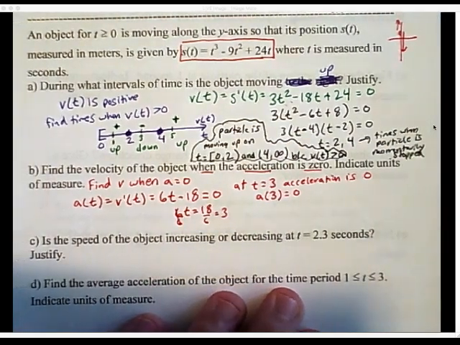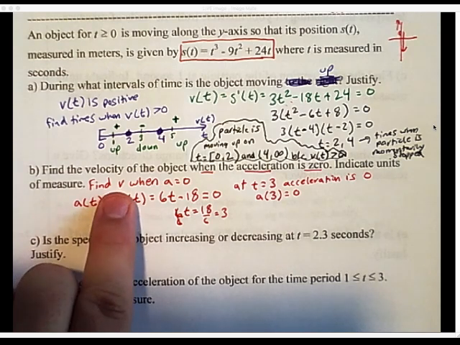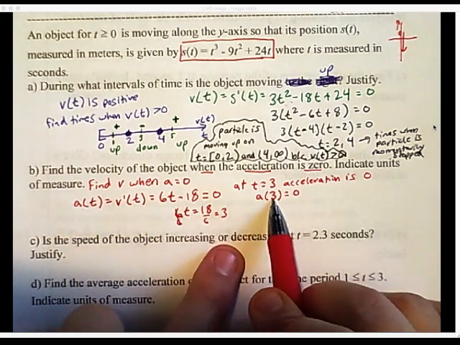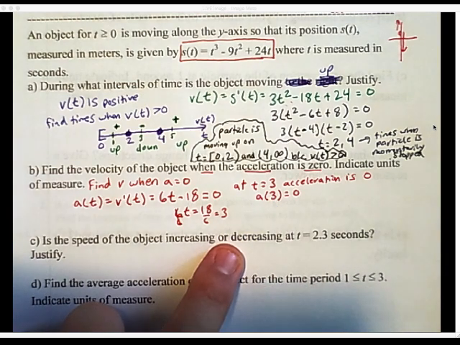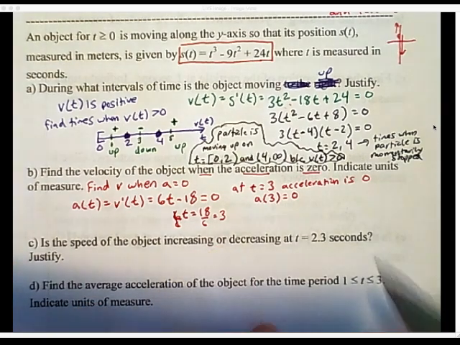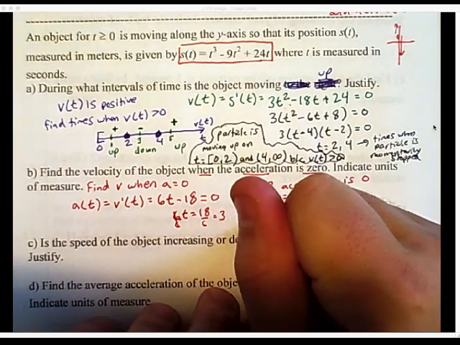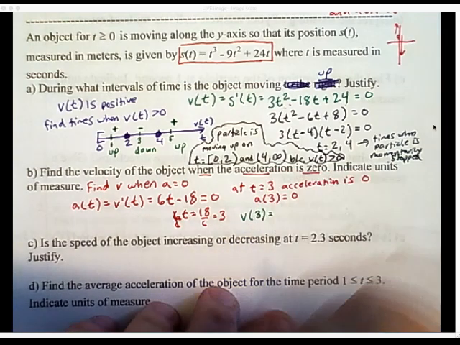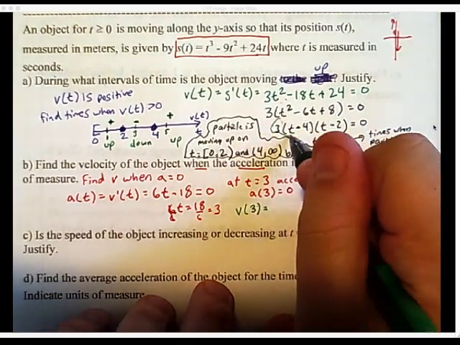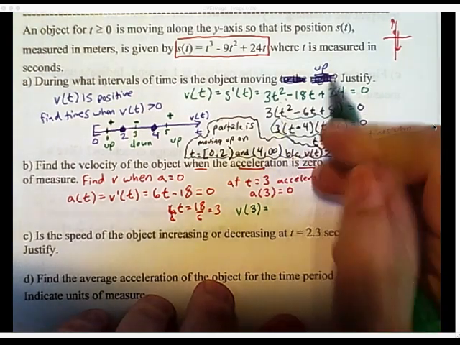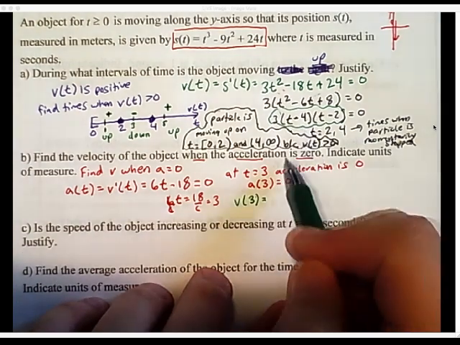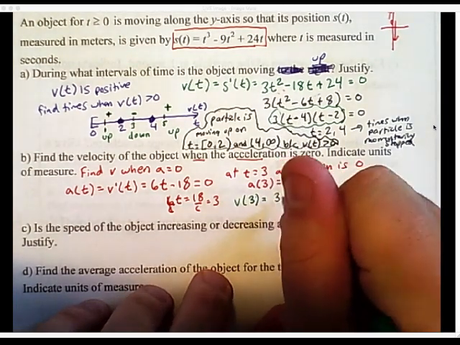That's not what the question's asking. I need to find the velocity when acceleration equals 0. So the acceleration is 0 when the time is 3. So now I have to plug that 3 back into the velocity equation. So now let's figure out what v of 3 is. Well, here's a factored form. I could plug it in here if I wanted to. It's just a little bit harder. This one's easier. So that means everywhere I see a t, I can plug in a 3.